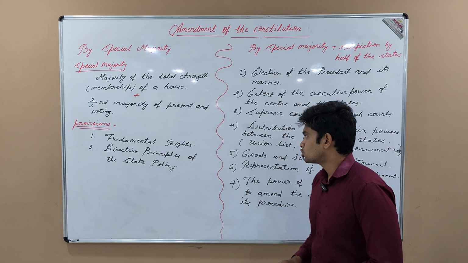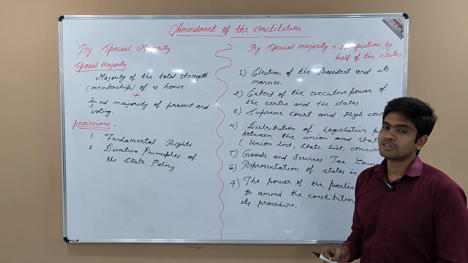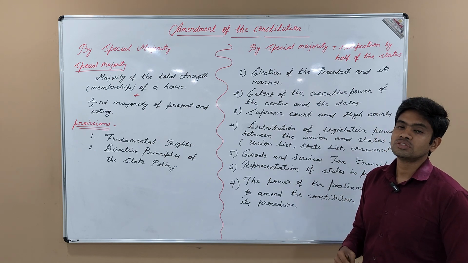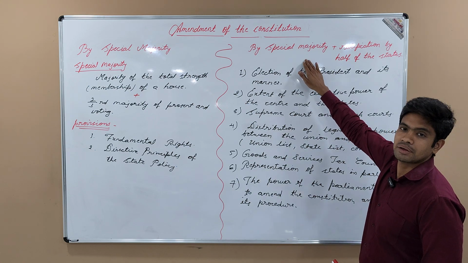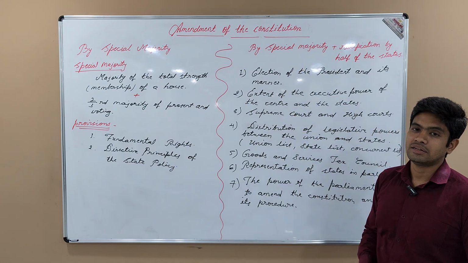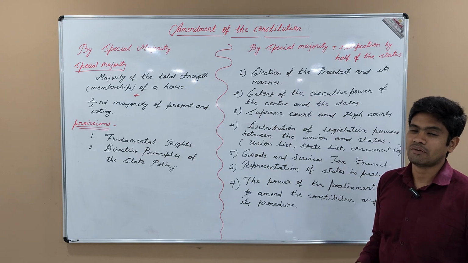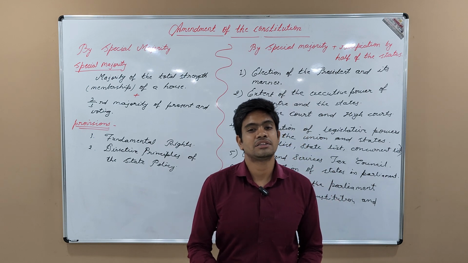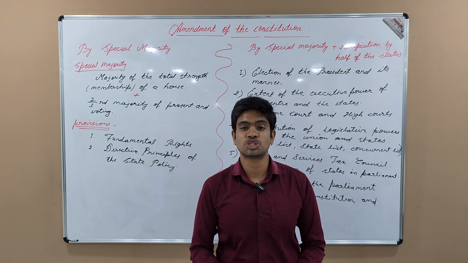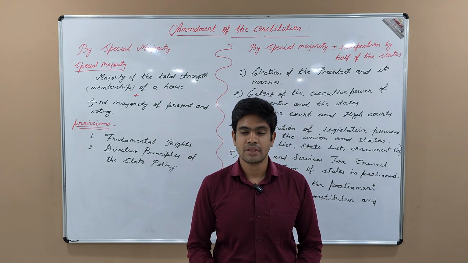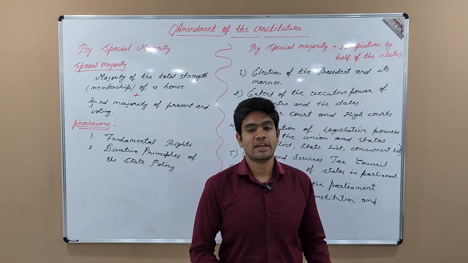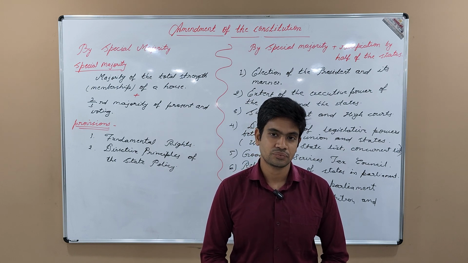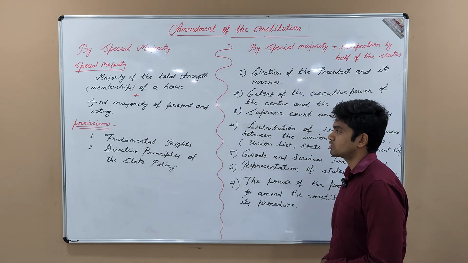So basically those provisions which have something to do with the federal structure, okay, actually those are amended by this method, means by special majority and by the consent of state legislature of half of the states. And here also I would like to add that consent by the state legislature should be by the simple majority, and even if they do not give any consent or they do not act, it doesn't matter, it's just a formality.